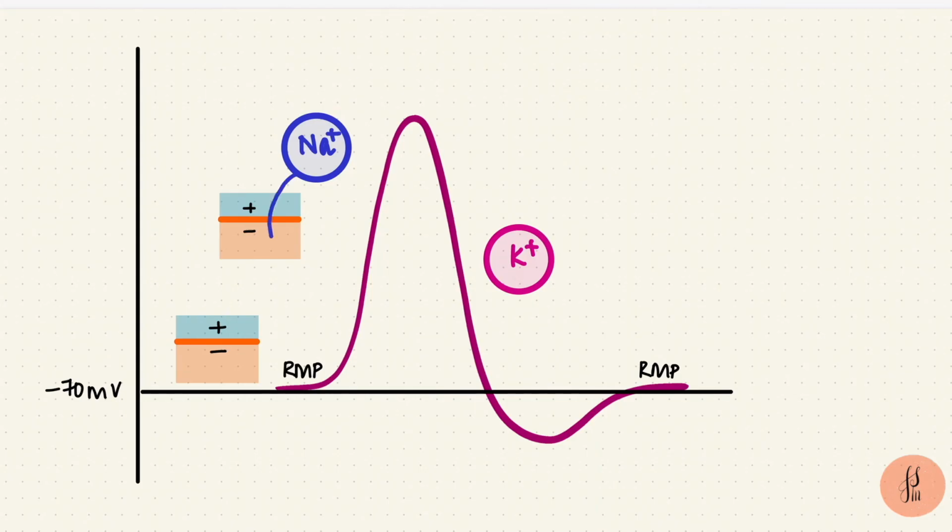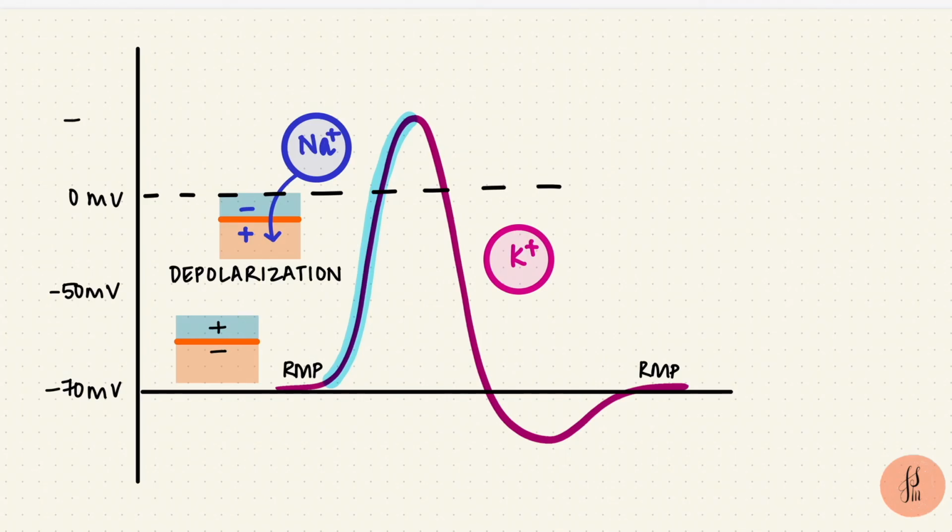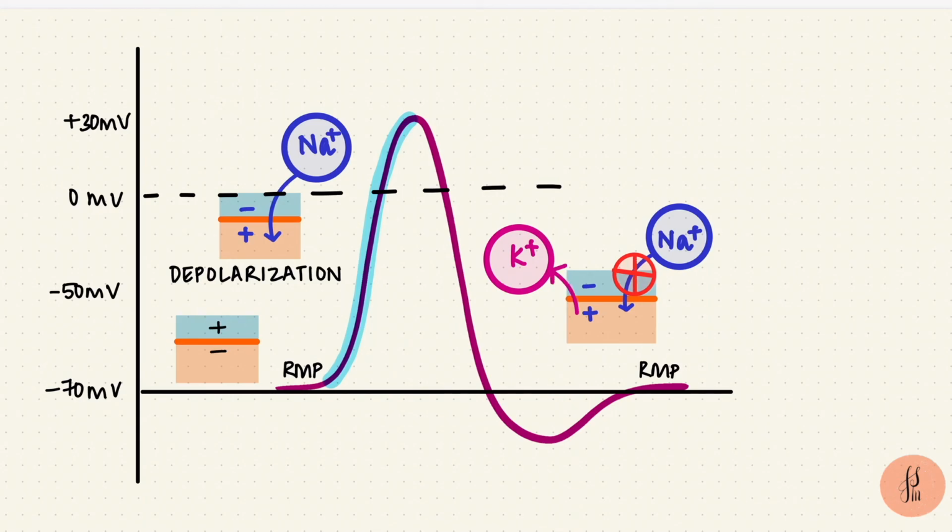When sodium starts entering the cell, it's making the inside more positive. That is depolarization, when the potential becomes less negative and moves towards the positive side, like from negative 70 to negative 50, or it can even become a positive number like positive 30. That's depolarization. When sodium stops entering and potassium starts leaving the cell, then the potential becomes more negative. It's coming back to the original negativity, that is repolarization, like from positive 30 back to negative 70. So it's becoming more negative.